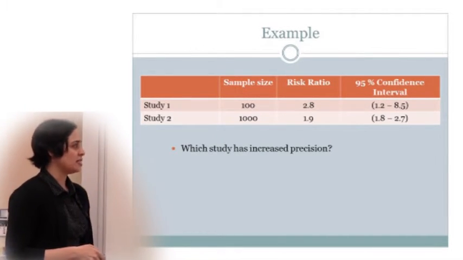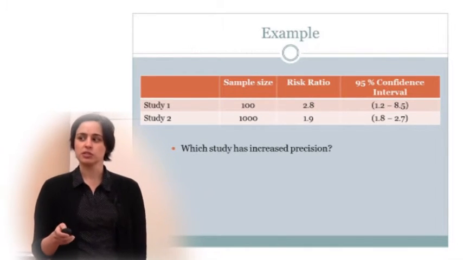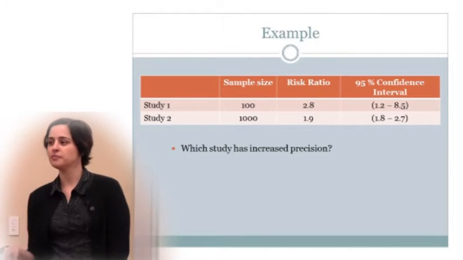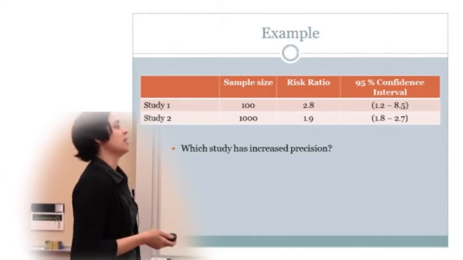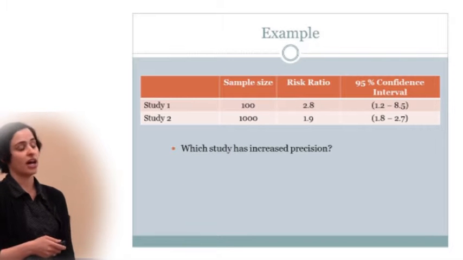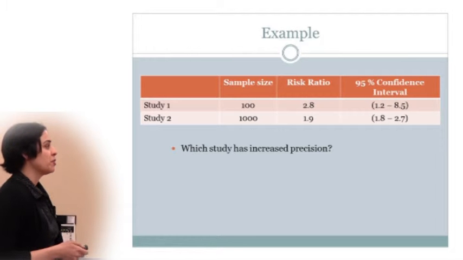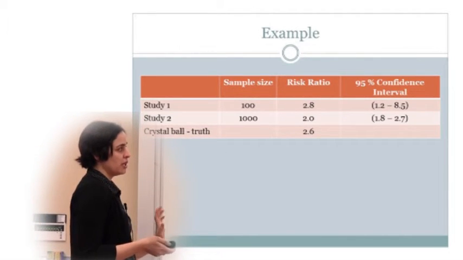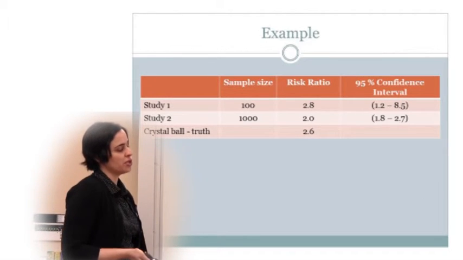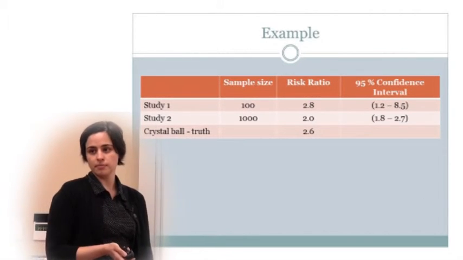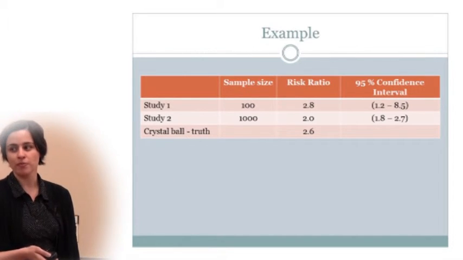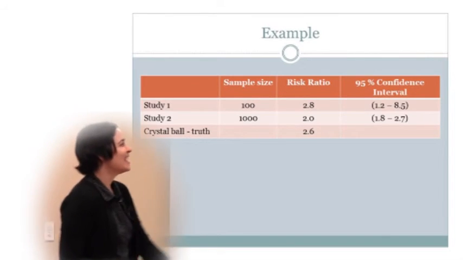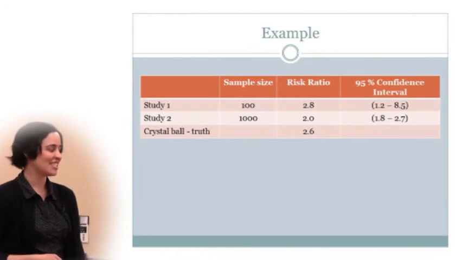Which one would you say has increased precision or more precision? How come? Yeah, and you can also look at the width of the confidence interval, and that's narrower, right? Now let's say we had a crystal ball, and we knew the true risk ratio, that it was 2.6. Which one would you say was more accurate? Yeah, how come? Because the estimate is closer to the truth, right?